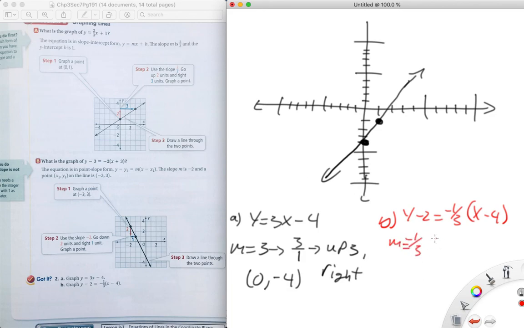Since the rise is negative 1, that means I'm going down. And the run is 3, I'm going to the right by 3. So down 1, to the right 3. My point is going to be x minus 4, so that's going to be 4. Y minus 2, so that's going to be 2. So 4 and 2, so 1, 2, 3, 4, 1, 2, so it's right here. I'm going to go down 1, and to the right 3, 1, 2, 3.